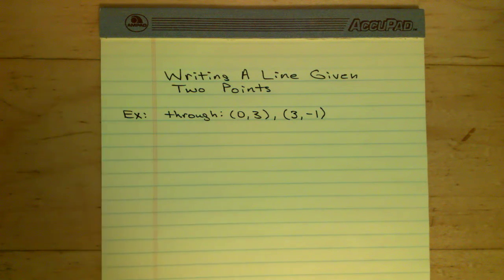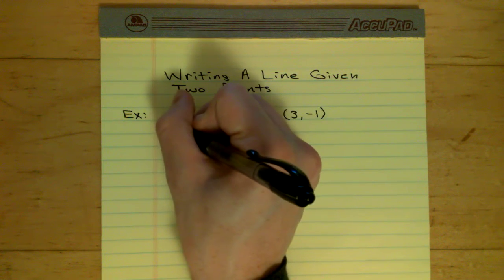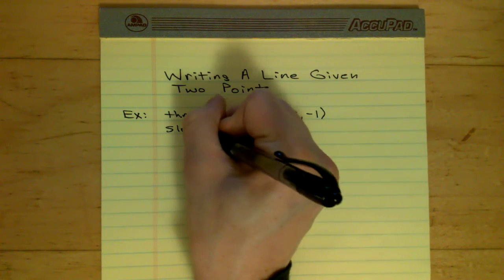Okay, so last time we learned how to write a line given a slope and a point. Well, now they're not giving us a slope, but they are giving us an additional point. So if they give us 2 points, how do we write that equation of a line? And the equation that we're going to be using is called slope-intercept form.